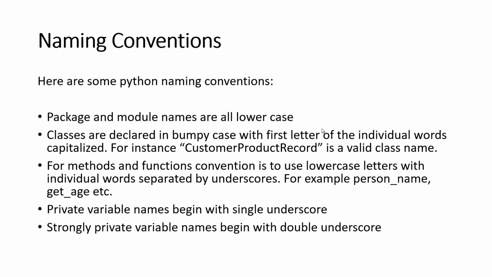For methods and functions, the convention is to use lowercase letters with individual words separated by underscores. For example, person_name_get_age, and so on and so forth. Private variable names begin with single underscores, and strongly private variable names begin with double underscores. Okay, so those are the rules that we need to follow when dealing with Python and Python syntax.